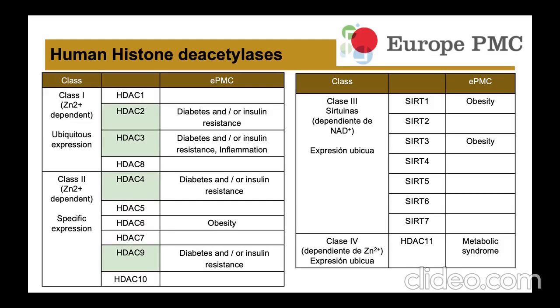With this question in mind, we did a review of the different human histone deacetylases and their different functions. We found that there are 18 enzymes divided in 4 families depending on their molecular characteristics. Most of these deacetylases are related to metabolic disorders, but only 4, highlighted in the table, have a relation with diabetes or insulin resistance.